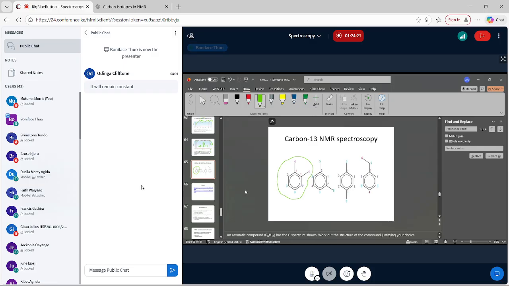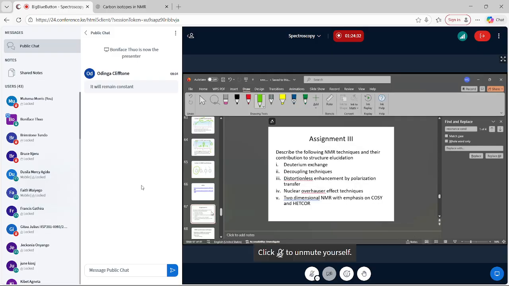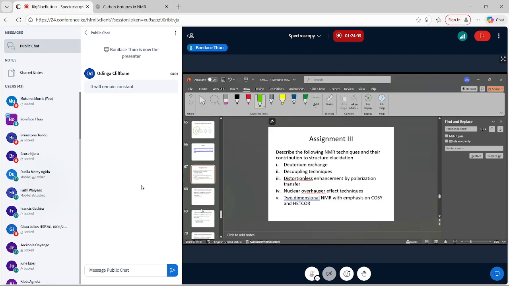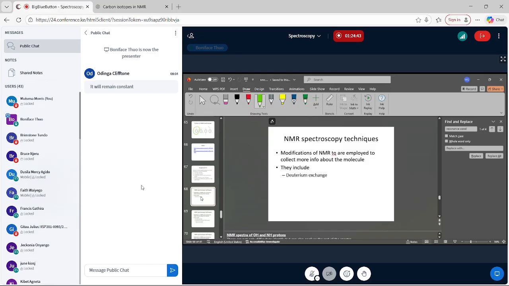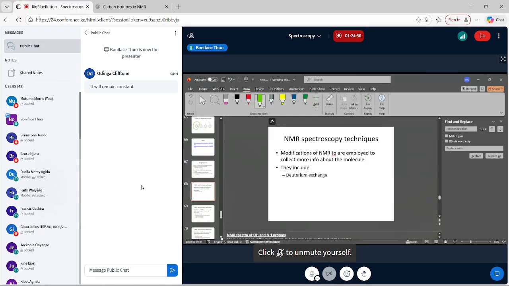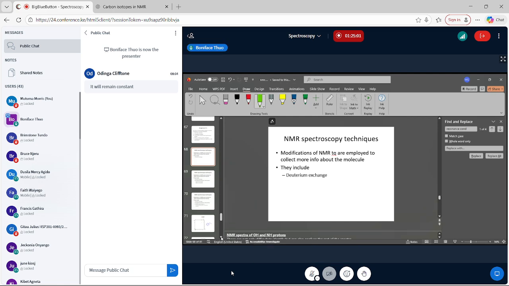Any questions? Okay. So if there are no questions, then let's look at another aspect of NMR spectroscopy techniques, to gather more information from NMR spectra.